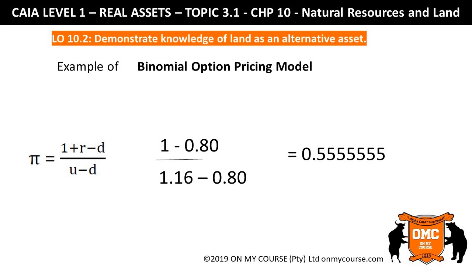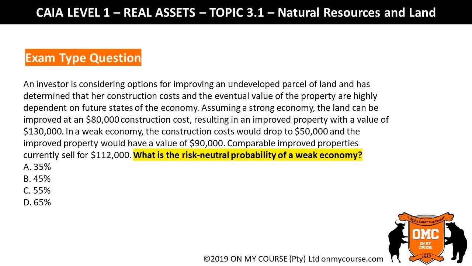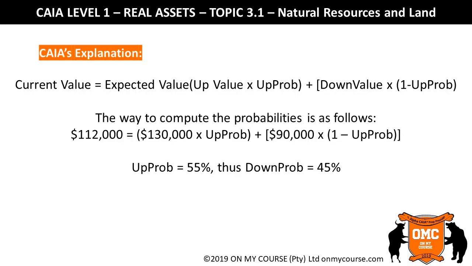Now this is calculating the risk-neutral probability, so the probability in a strong scenario. Now remember, if we go back to the question, it asks what is the risk-neutral probability of a weak economy. So don't fall into the trap of writing down answer C, 55%. It's rather answer B, because you're going to take 100 off the up probability, and that's where you get to the down probability.